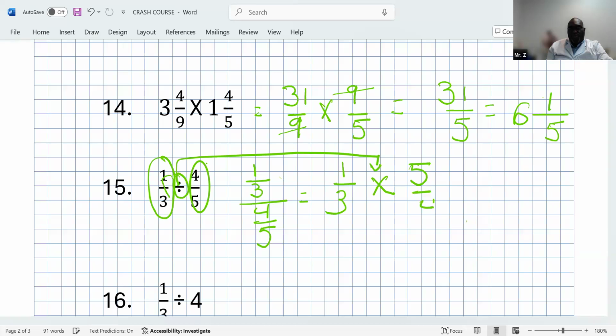over 4. Once again, the way you divide a fraction by another fraction, the first fraction you keep the same, you change the division to multiplication, and the second fraction you flip it.